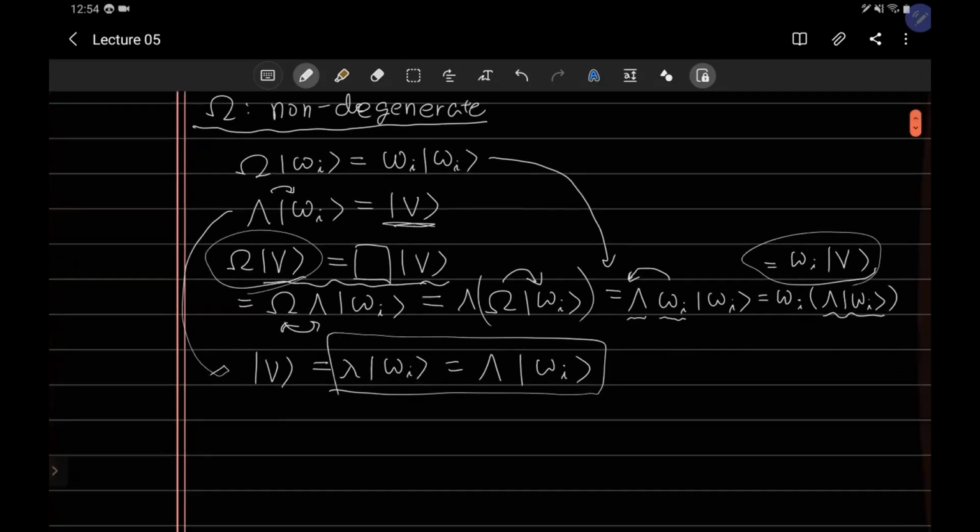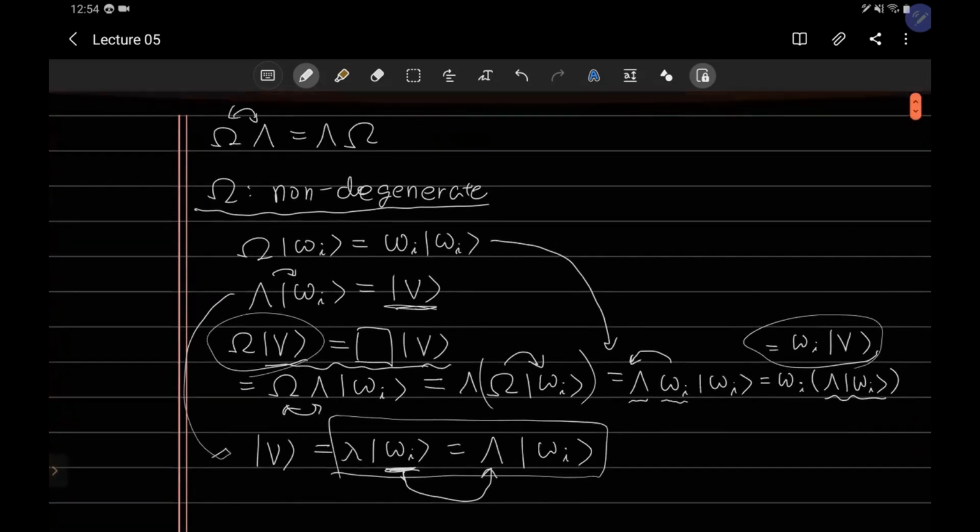This is another eigenvalue problem. So what this means is that if the omega is, and what this implies is that the omega sub i is also the eigenvector of the lambda operator. So what happened?